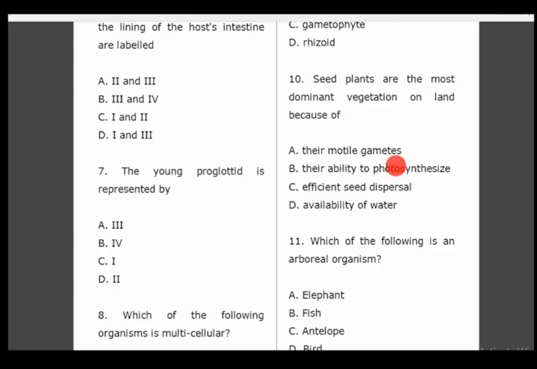Their ability to photosynthesize only makes it possible for them to flourish and then to produce their food. And then it is not also the availability of water that causes them to be dominant. It is because of their seed dispersal efficiency. They have efficiency in the dispersal of their seeds. So their seeds are adequately dispersed, and that is why they are dominant in the vegetation, or they are dominant on land. So that is the answer to question 10, option C.